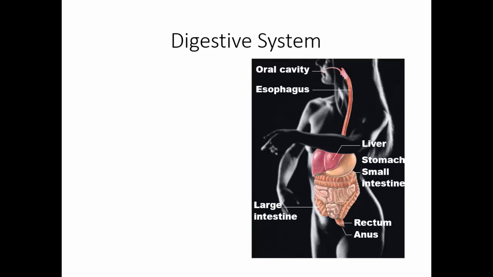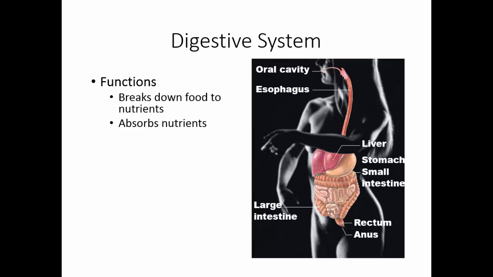In between, you have things like the esophagus, the stomach, the intestines. The liver and the gallbladder and the pancreas are considered part of the digestive system. The function of the digestive system is to break down food to the individual nutrients, absorb those nutrients so that they can be used by your body, and then eliminate any undigested materials from the body.